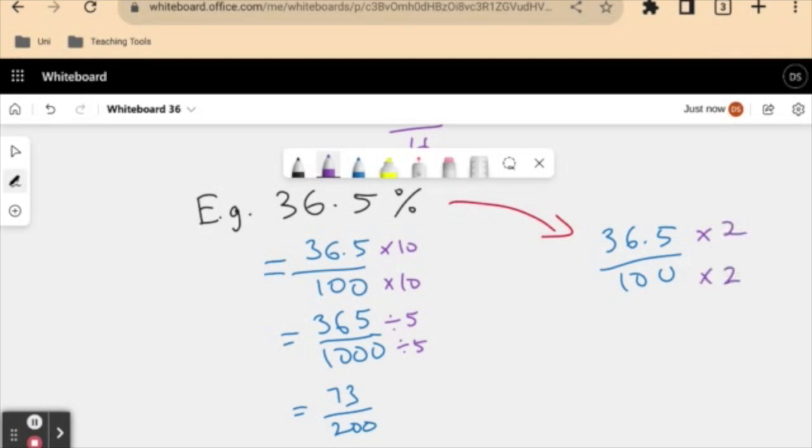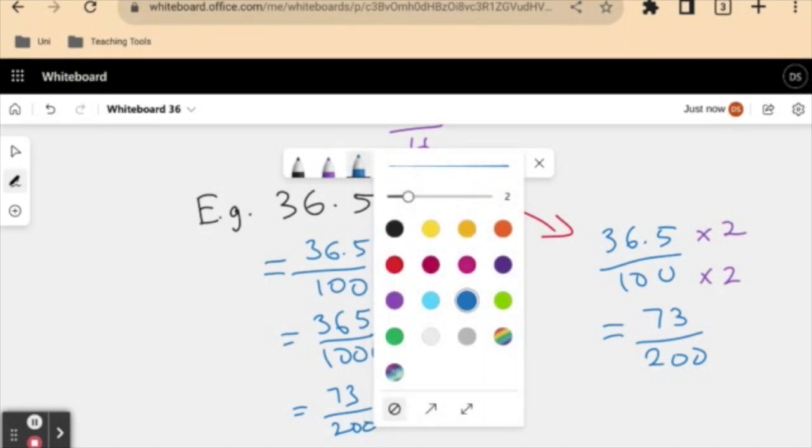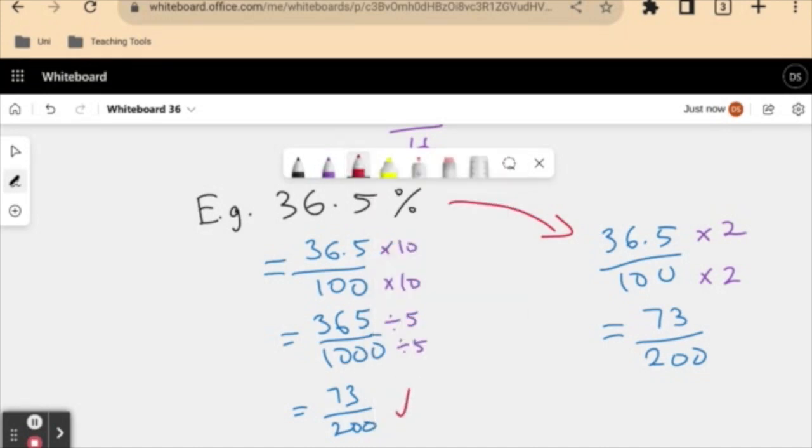Because that will get me a smaller fraction than the one that I had here. And it'll also clear my decimal up here. So what am I going to get left with? I'll have here 36.5 multiplied by 2. That'll give me 73. And 100 multiplied by 2, oops, getting ahead of myself. That'll give me 200. And this is the same here as well as here.